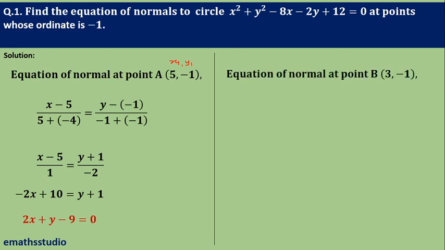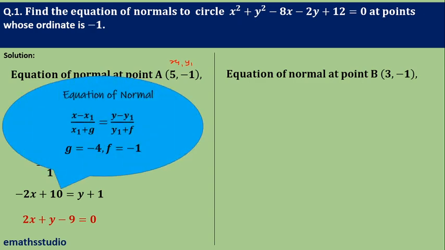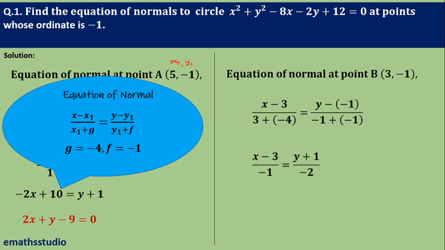While one more point we have, that is (3, -1), and the same equation of the normal we are applying. So we got (x - 3)/(3 + (-4)) = (y - (-1))/(-1 + (-1)). It becomes (x - 3)/(-1) = (y + 1)/(-2). You can cancel the minus sign, and on cross multiplication it becomes 2x - 6 = y + 1. Now, the normal's equation becomes 2x - y - 7 = 0. This is the equation of the normal at point B (3, -1).